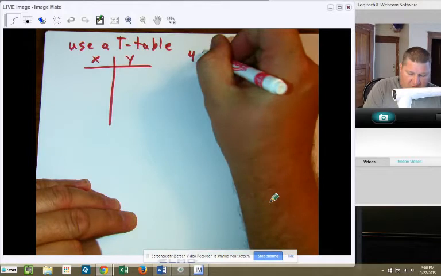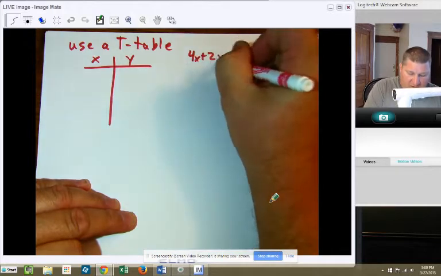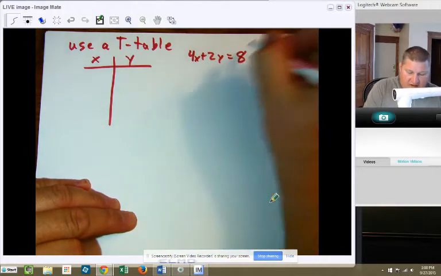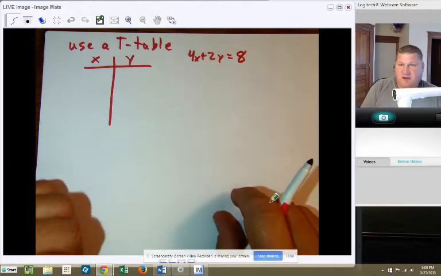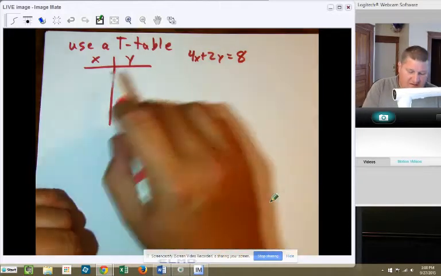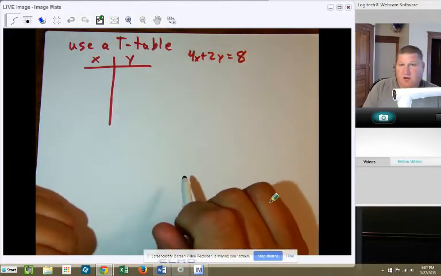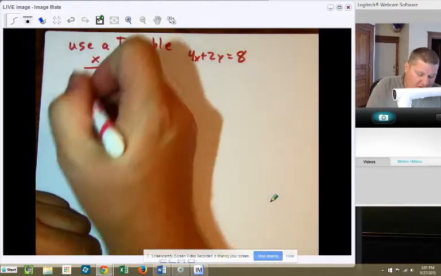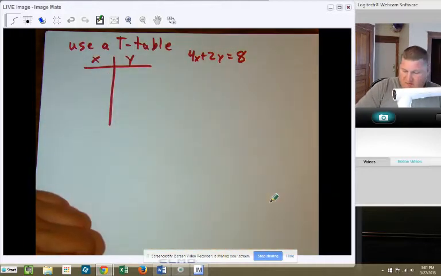So if I have 4x plus 2y equals 8, I can use a t-table and equation to graph this line. Now, let's talk a little bit more here before we move ahead.